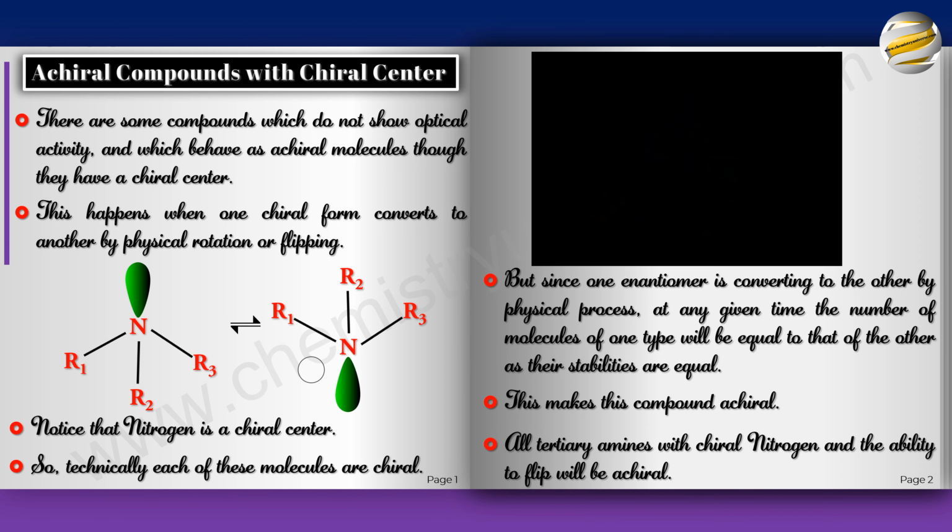Now the reason I'm using the word chiral nitrogen is because obviously you need the other three groups R1, R2, R3 to be different. If these groups are not different, then obviously the nitrogen is not a chiral center, and therefore its inverted version would superimpose. Then I also use the word capable of flipping.